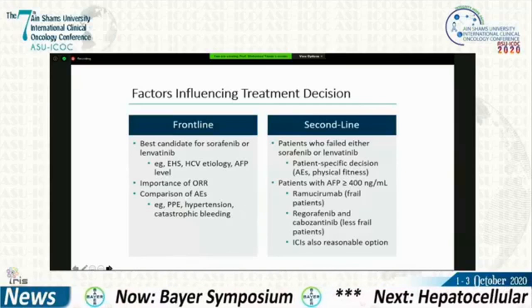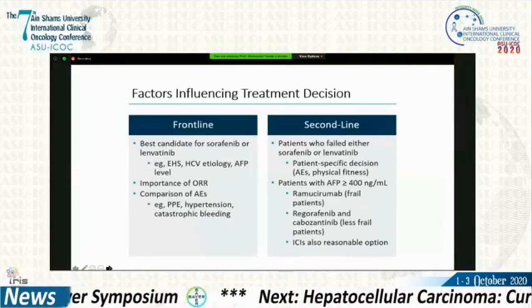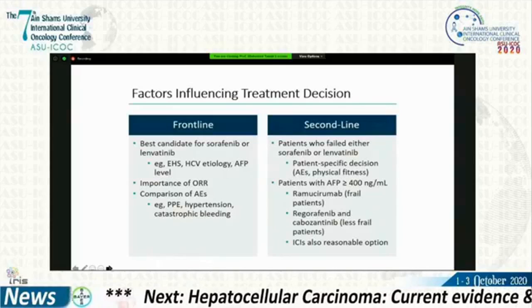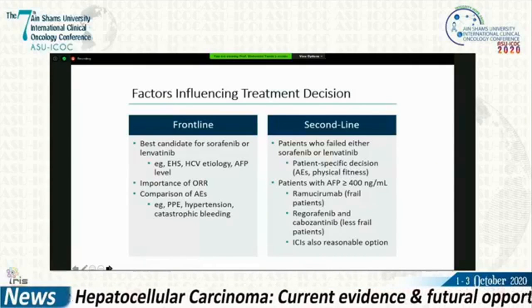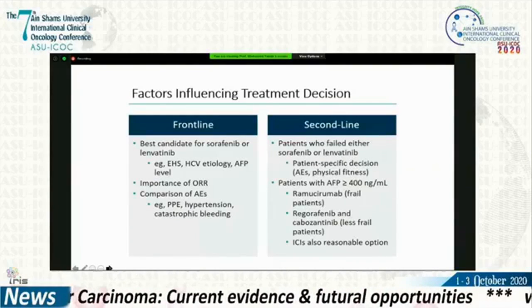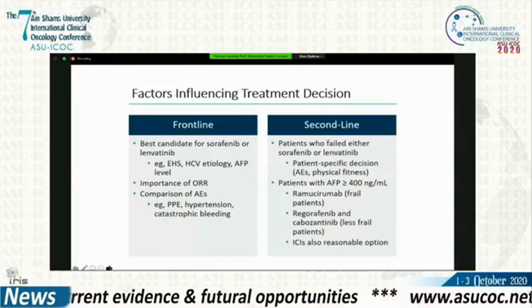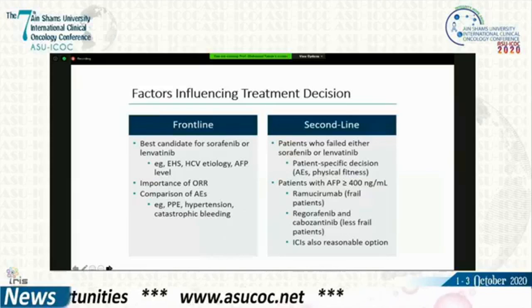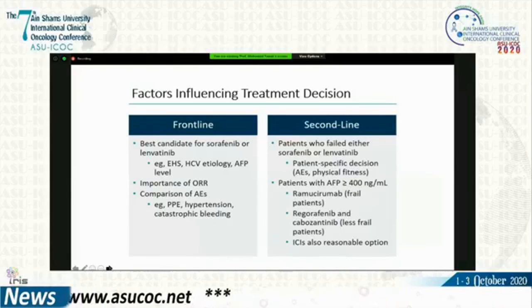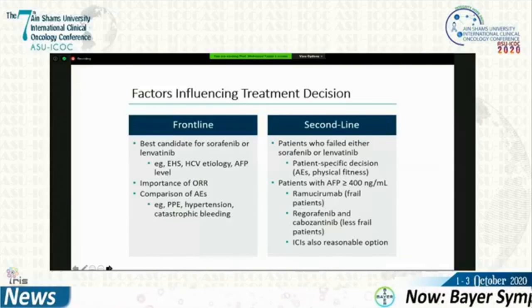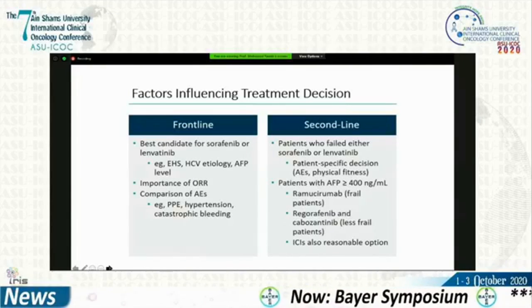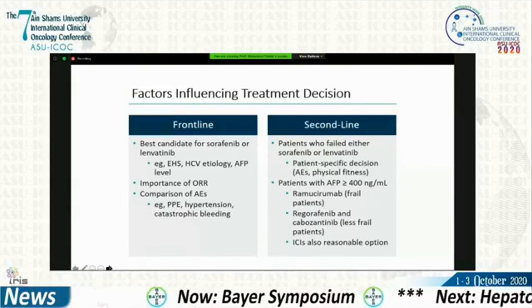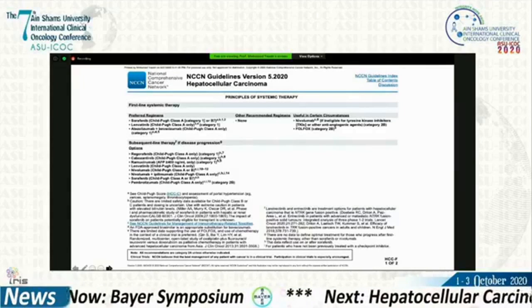So factors influencing treatment decision: frontline, best candidate for sorafenib or lenvatinib, for example extrahepatic disease, HCC etiology, alpha-fetoprotein level, importance of overall response, comparison of adverse events, hand and foot syndrome, hypertension, catastrophic bleeding. Second line, patients who failed either sorafenib or lenvatinib, patients with alpha-fetoprotein over 400, ramucirumab for frail patients. For patients with preserved liver function or less frail, we have the option of regorafenib and cabozantinib, and immunotherapy also is a reasonable option. These are the guidelines for second line.